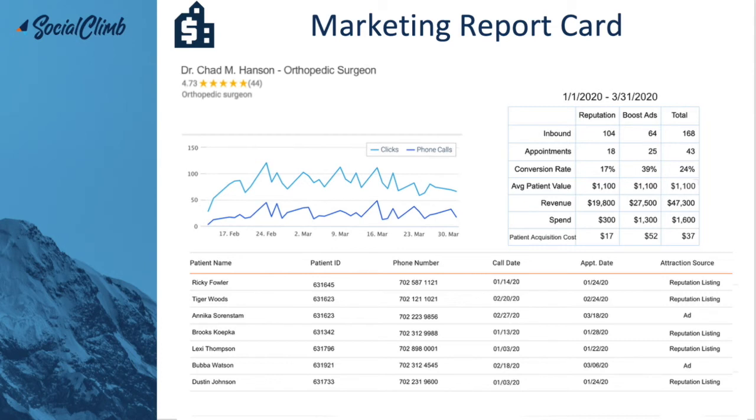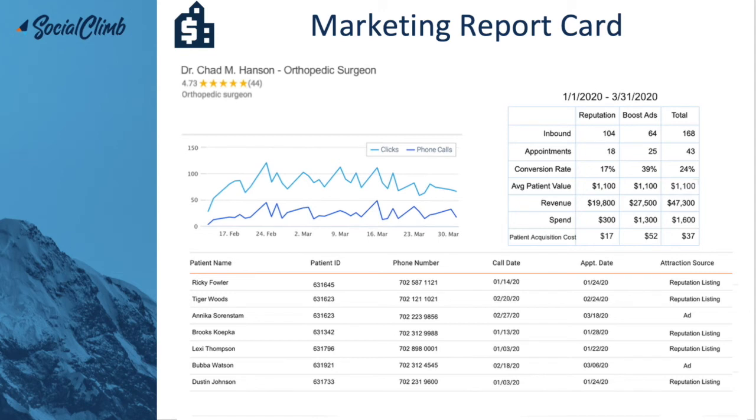The reputation ad shows that 104 people during this time period actually clicked on Dr. Hansen's Google My Business pages, not even his ads. Lots of good marketing things happen there. That's always the baseline. Get the reputation really strong. So in this case, 104 people actually clicked on Dr. Hansen's Google My Business pages.